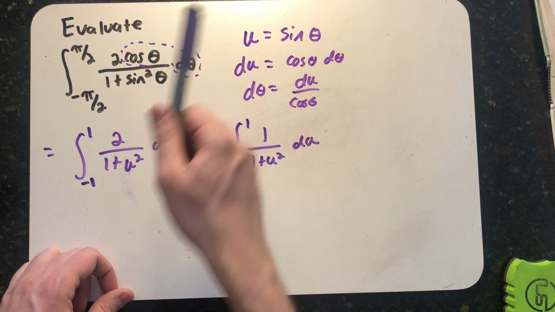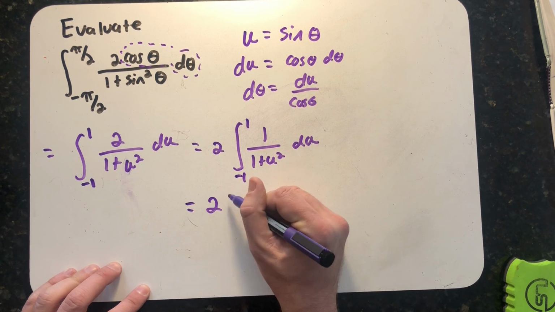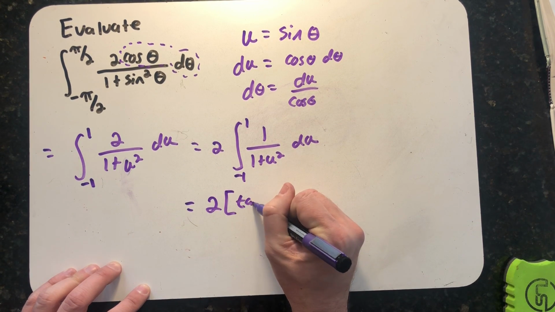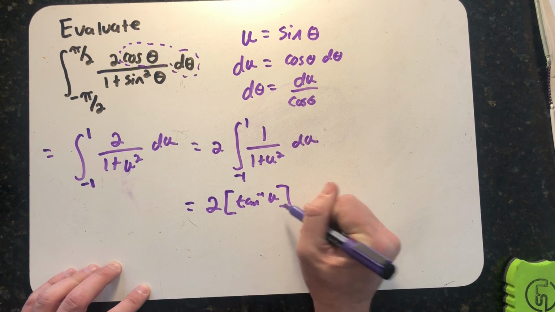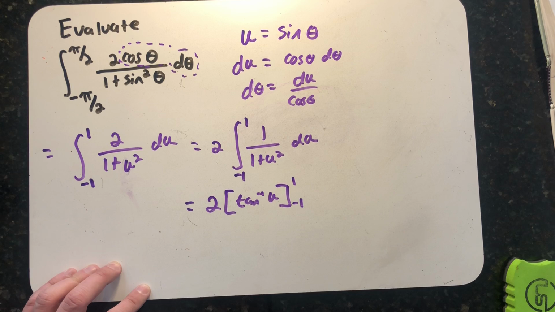It turns thetas into u's, and so now I have a new integral that's just in terms of my new bounds. And even better than that, I know an antiderivative formula for 1 over 1 plus u squared. That is the inverse tangent of u. Now I'll have to evaluate that from minus 1 to positive 1.